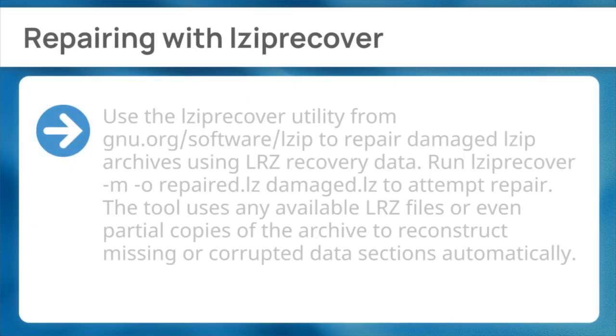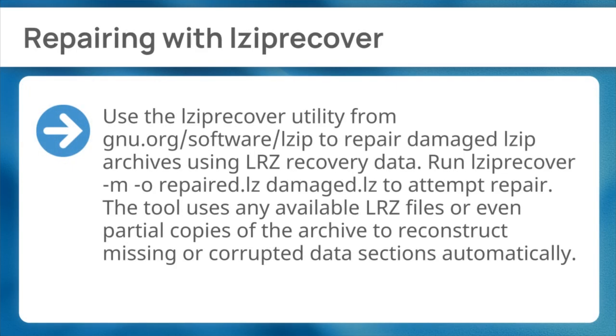First, repairing with lziprecover. Use the lziprecover utility from gnu.org/software/lzip to repair damaged Lzip archives using LRZ recovery data. Run lziprecover -R repair.lz damage.lz to attempt repair. The tool uses any available LRZ files or even partial copies of the archive to reconstruct missing or corrupted data sections automatically.